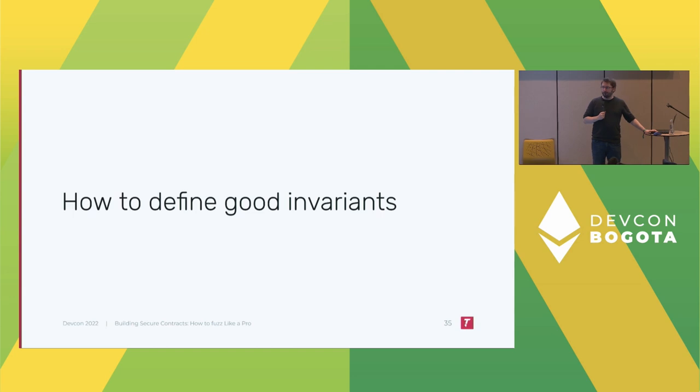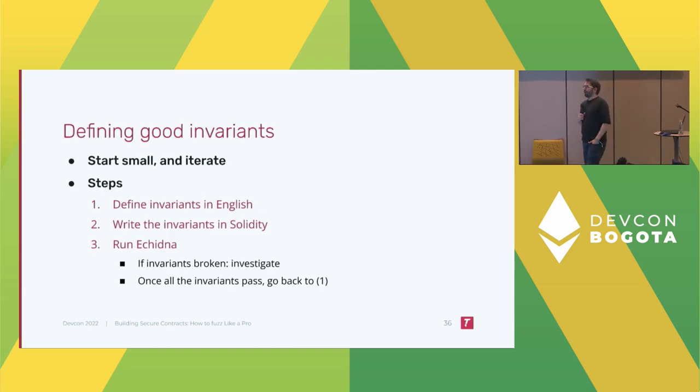Now, to the question of how to define invariants. Because if you have bad invariants, it doesn't matter what you are doing. If you are using a fuzzer, or formal methods, if your invariants are not good, you're just going to check for something that doesn't matter. The best approach to write invariants is not to start with a tool, it's not to start writing down Solidity invariants, it's to start with English. Open a file, a markdown file, or whatever format you like, and write in English what the system is supposed to do. Start simple. Start with invariants that you know are true. Start with things that are not broken.